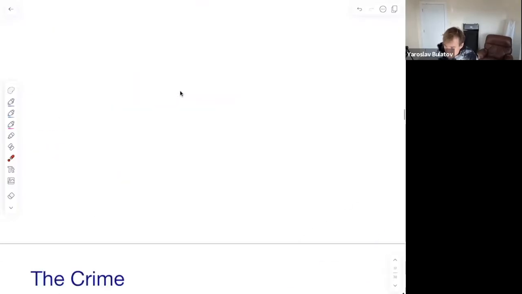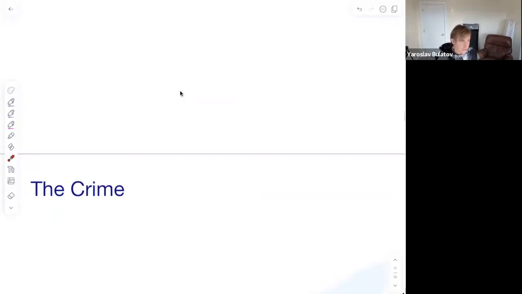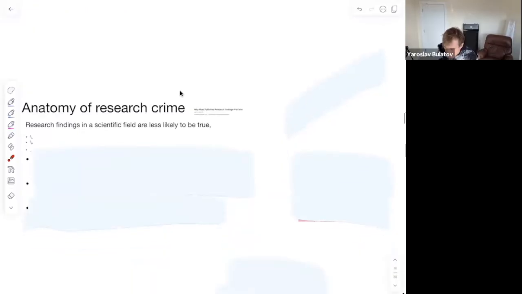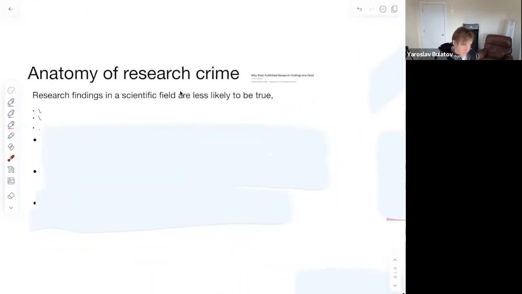So I will talk now about why this happens. Why do we have such a low rate of reproduction? Why do most things actually not work if you do this? And when you have a paper which claims that something works, statistically significant, but it isn't, I will call it a research crime. And we want to know why these research crimes happen.